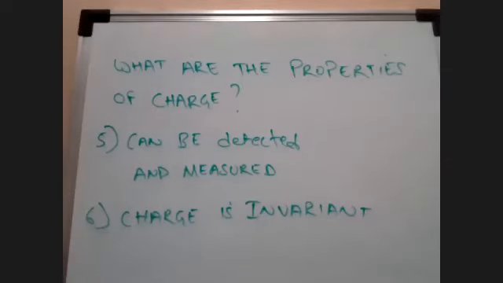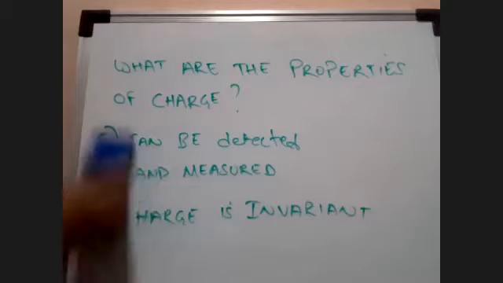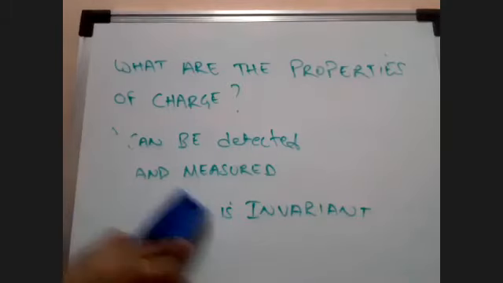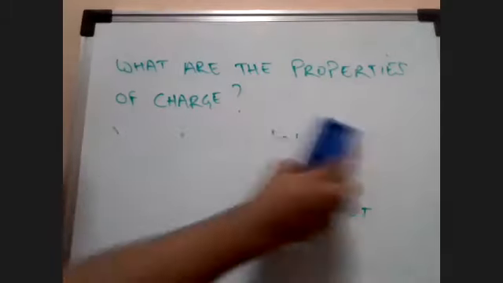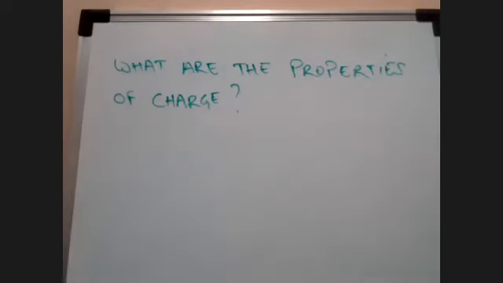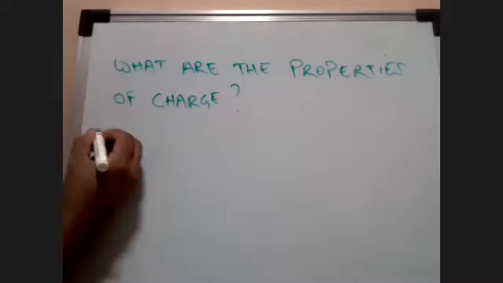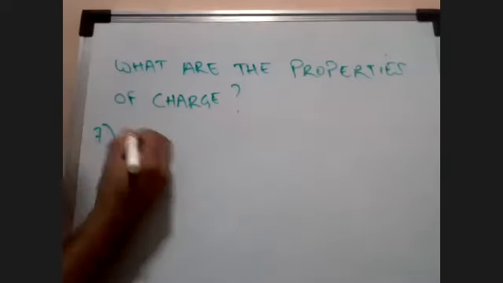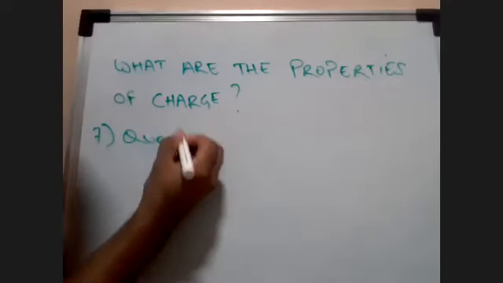Now let's look at the seventh property, and that is quantization of charge. I want to explain this part. Let's talk about quantization of charge. This is the seventh property, and it is called quantization of charge.